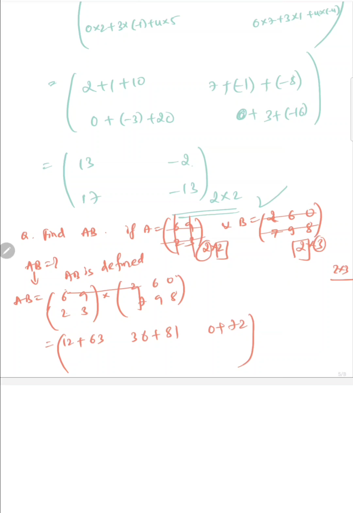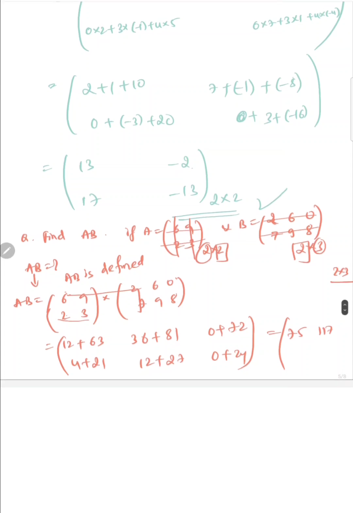Next row: 2 into 2 is 4 and 3 into 7 is 21. This is multiplying second row with first column, and multiplying second row with second column: 2 into 6 is 12, 3 into 9 is 27. 2 into 0 is 0, 3 into 8 is 24. We can observe the number of rows is 2, number of columns is 3. So this is about the product of two matrices A and B.